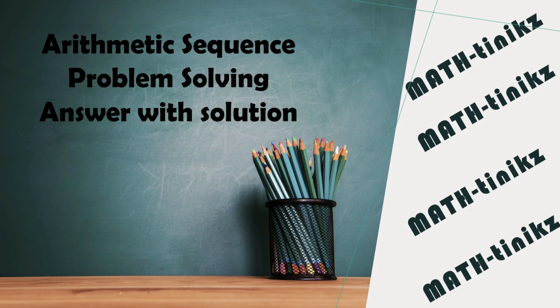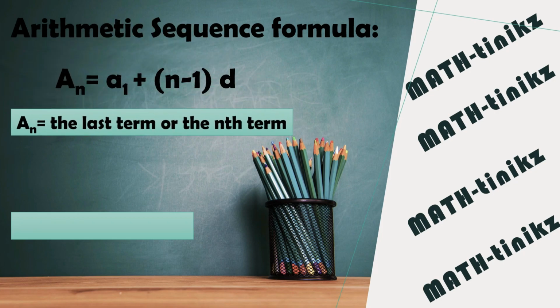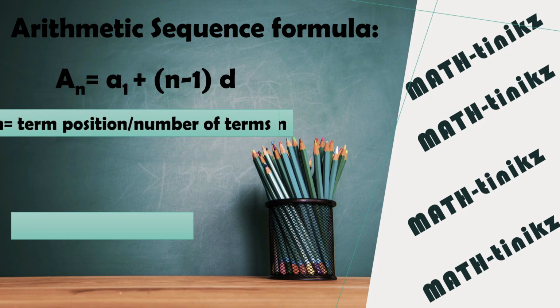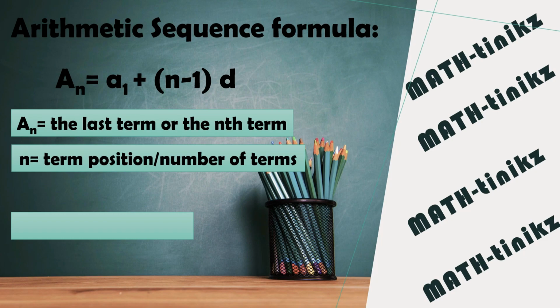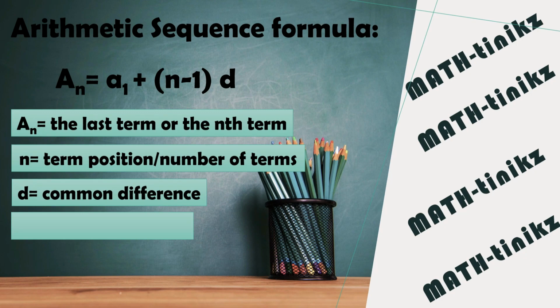Now let me give you first the formula for the arithmetic sequence. We have a sub n equals a sub 1 plus the quantity of n minus 1 times the common difference, where a sub n is the last term or the nth term. N is the term position or the number of terms. And d is the common difference. And a sub 1 is the first term.